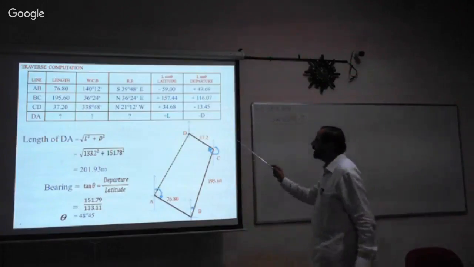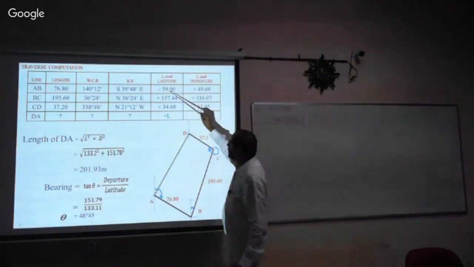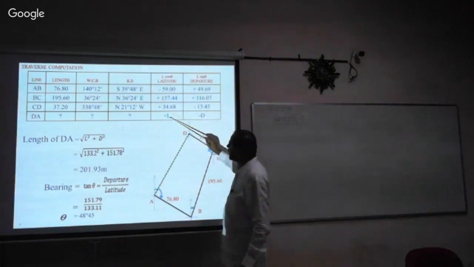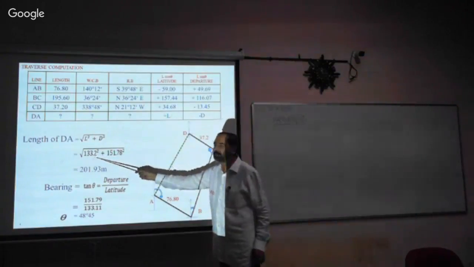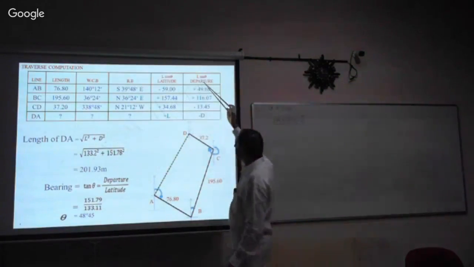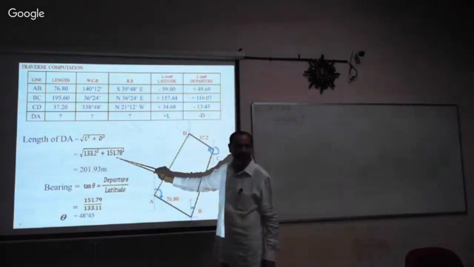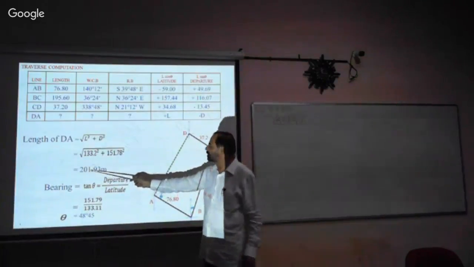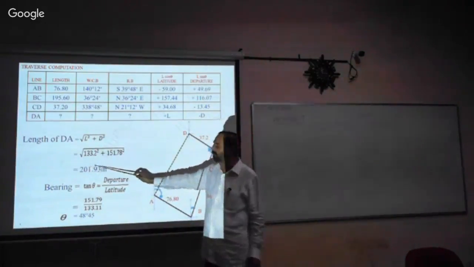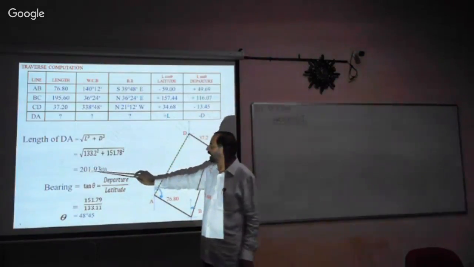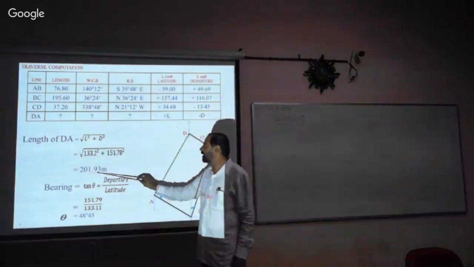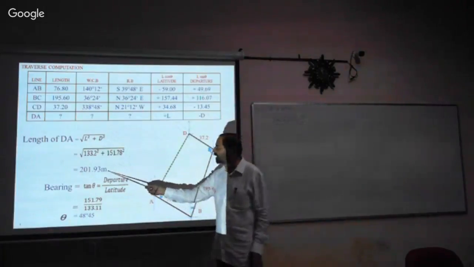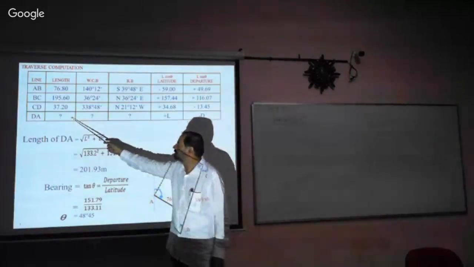Now calculate the sum, sigma L, and we'll get some residue. If you sum up these, we'll get 133.2. If you sum up this, we'll get 151 point. So now, considering this as a triangle and applying the Pythagoras theorem, we'll get the length of DA. One problem is solved. Length of DA is solved.